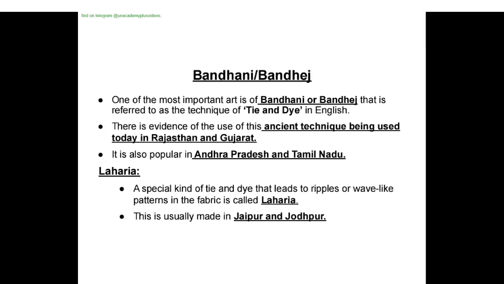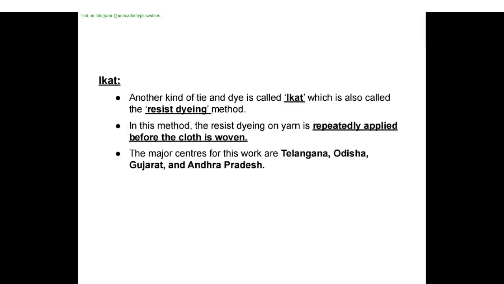Laharia. A kind of tie and dye that leads to ripples or wave-like patterns in the fabric is called laharia. This is usually made in Jaipur and Jodhpur. Ikat. Another kind of tie and dye is called ikat, which is also called the resist dyeing method. In this method, the resist dyeing on yarn is repeatedly applied before the cloth is woven. The major centers for ikat are Telangana, Odisha, Gujarat, and Andhra Pradesh.